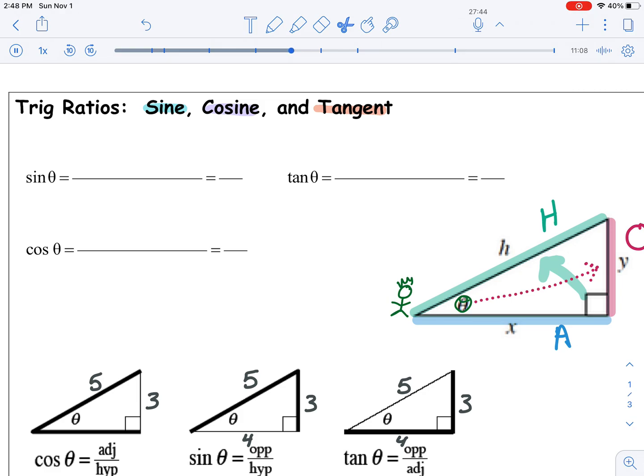My sine ratio is what I get when I take my opposite side and divide it by my hypotenuse. And for this problem here, that is saying I'm taking my y value divided by the hypotenuse.